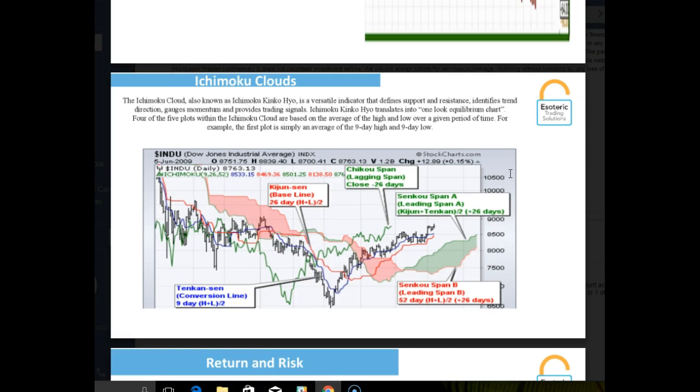Most of the lines are based on simple averages, 9-day highs and 9-day lows. There's only one line that's based on a 26-day high and low divided by 2, and this is the baseline. So pretty much the clouds will tell you whether the price action is negative or positive. So in other words, if you've got a green cloud here where I'm pointing, the price action here is positive and the price action is above the green cloud.